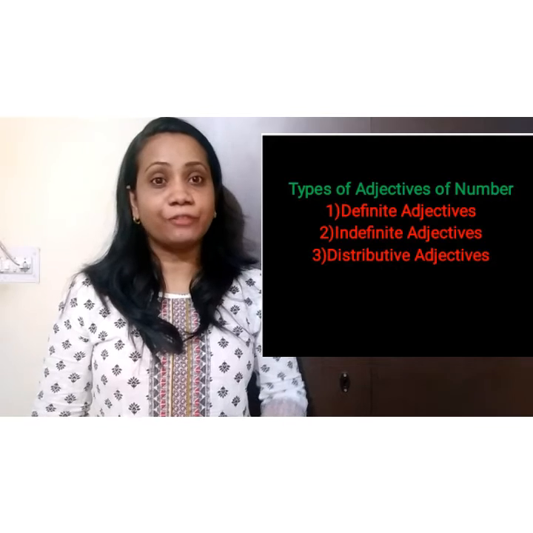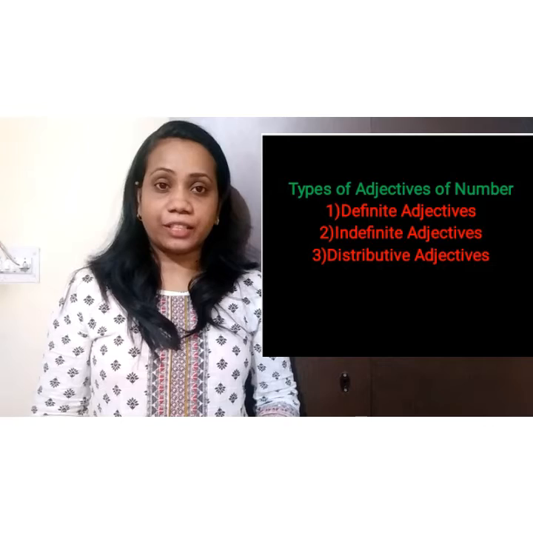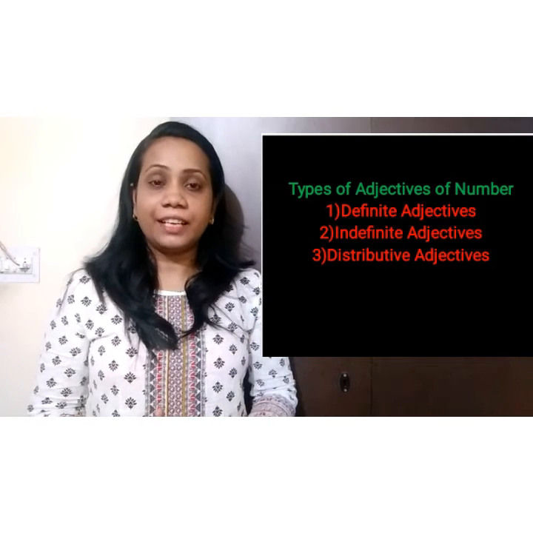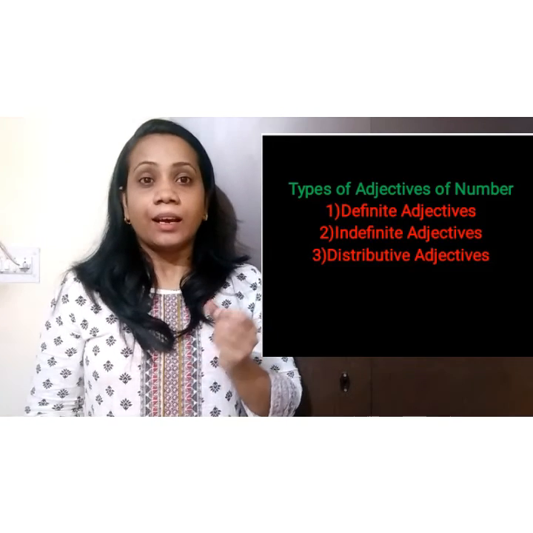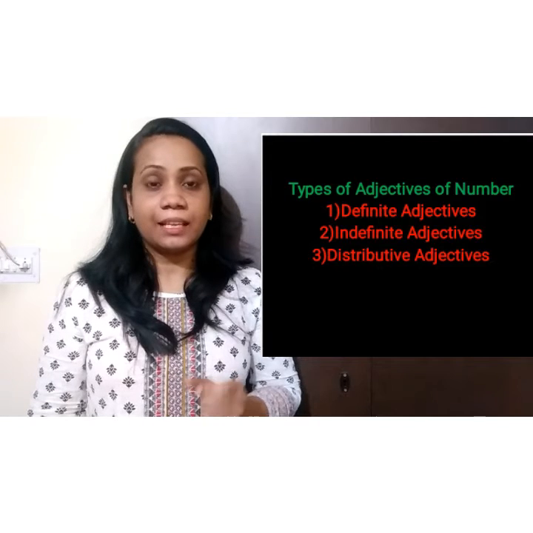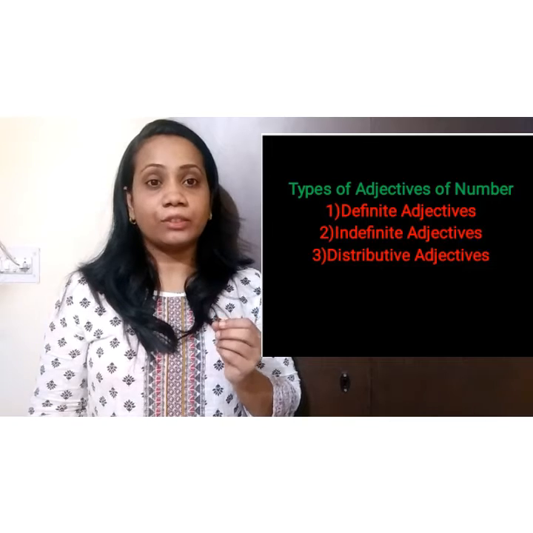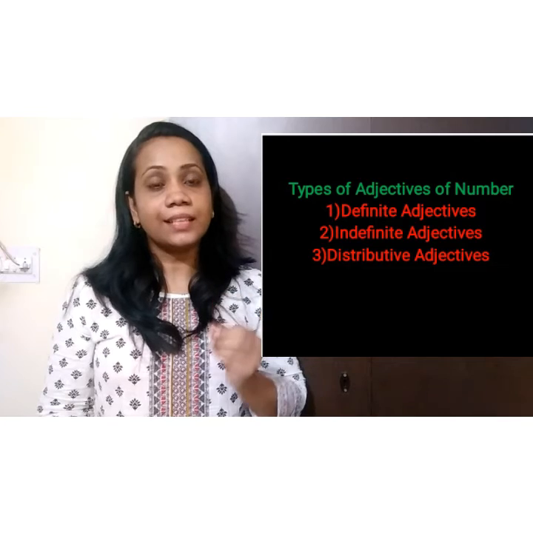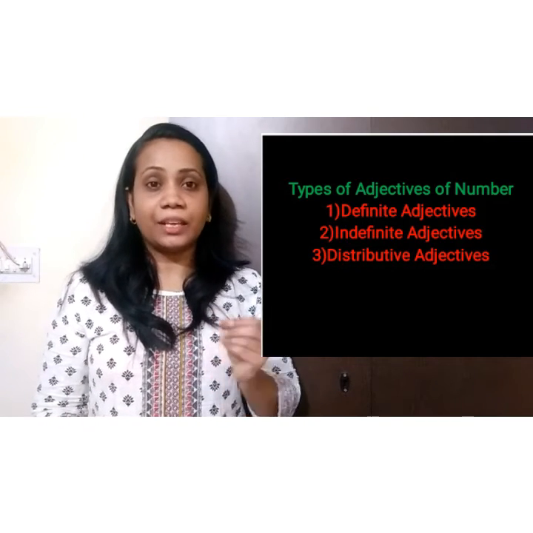Adjectives of number are of three types: definite adjectives, indefinite adjectives, and distributive adjectives. Definite adjectives talk about an exact number, whereas indefinite adjectives and distributive adjectives talk about an approximate number, but all these three talk about countable nouns. They are used with countable nouns.